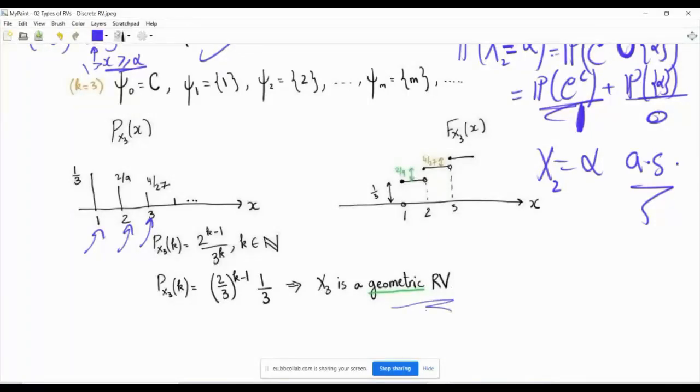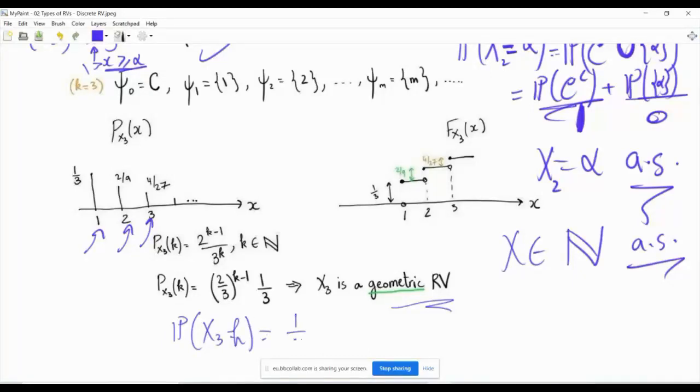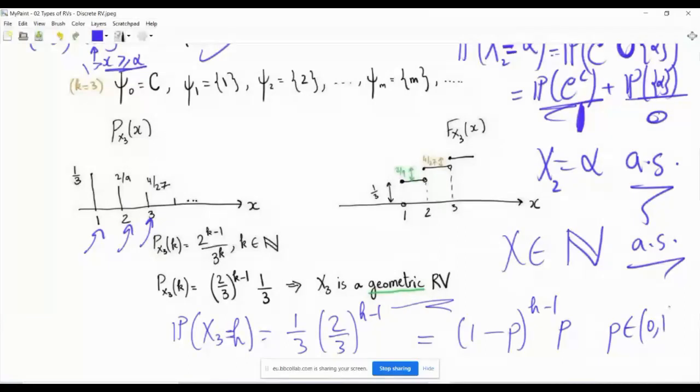So for example, the geometric random variable. Basically x belongs to the natural numbers almost surely. And for the random variable to be geometric, you need its PMF. So this is the probability that x3 is equal to k. It looks something like this: 1/3, 2/3 to the power k minus 1. Generally, we have a number between 0 and 1. So the probability that x3 is equal to k is typically written as 1 minus p to the power k minus 1 multiplied by p, where p is some number between 0 and 1. Here it is 1/3.